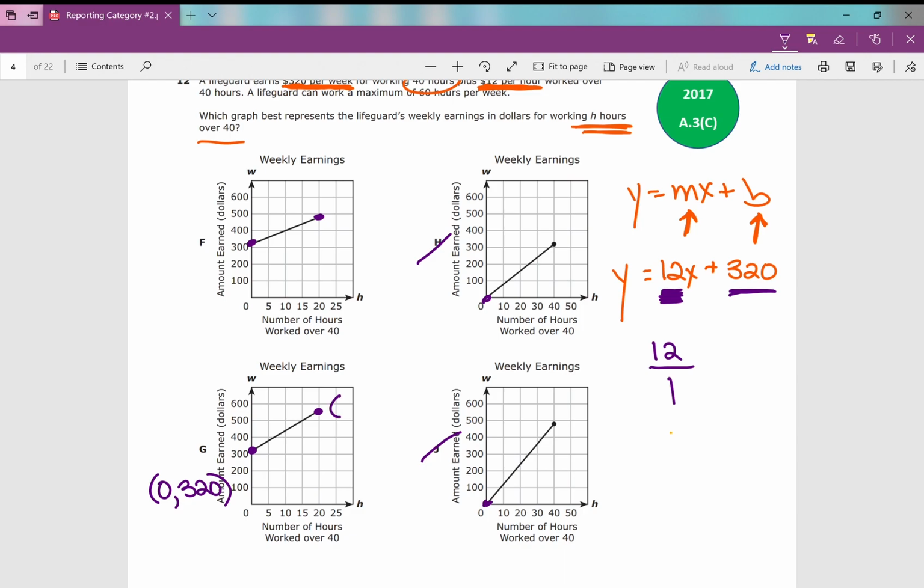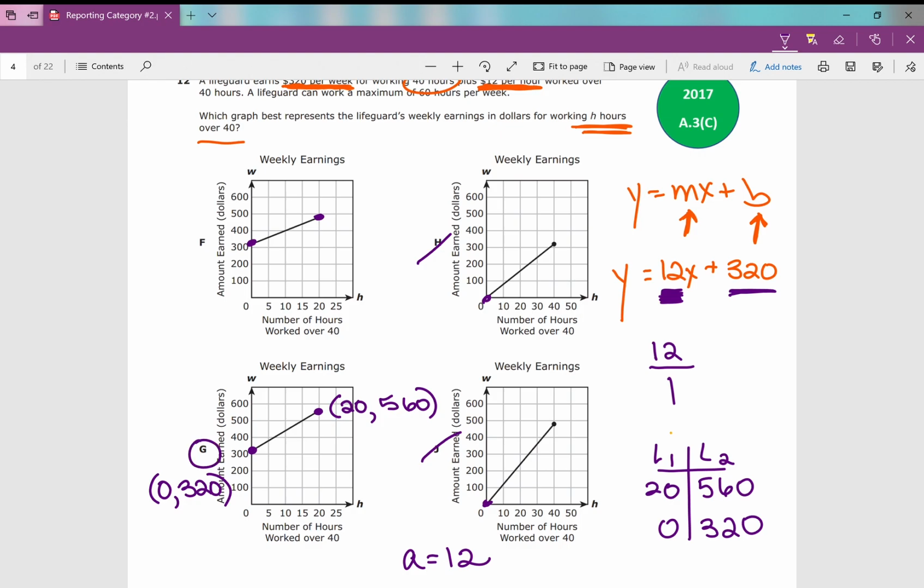So this one right here, I'm going to pick 20, 560. And I'm going to take those 2 points and plug them into stat, L1 and L2. I'm going to plug in 20, 560. I'm going to plug in 0, 320. Then I'm going to do a linear regression. And when I do that, I get that a equals 12, which means G is my answer.